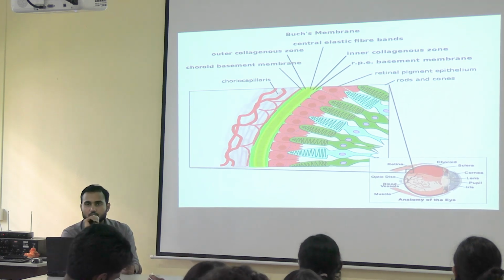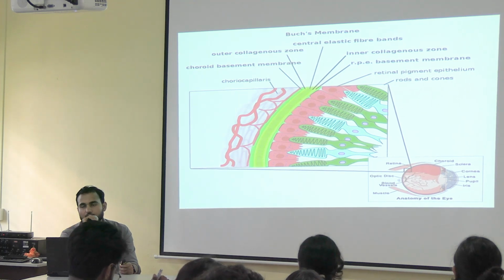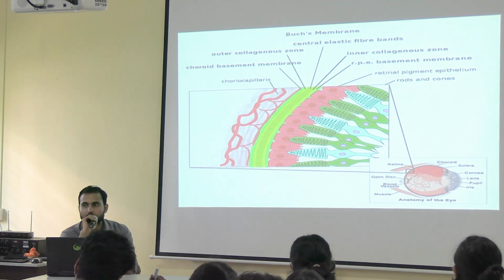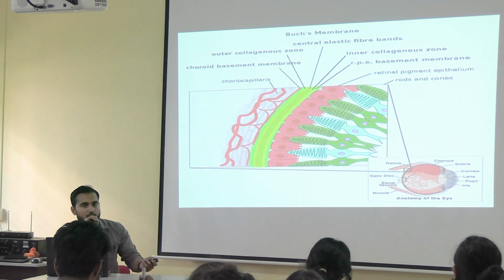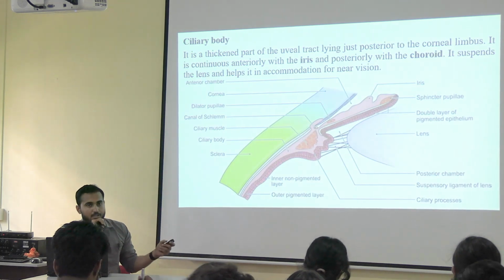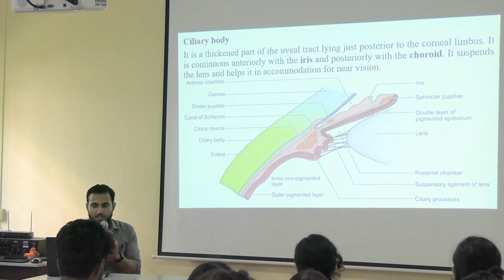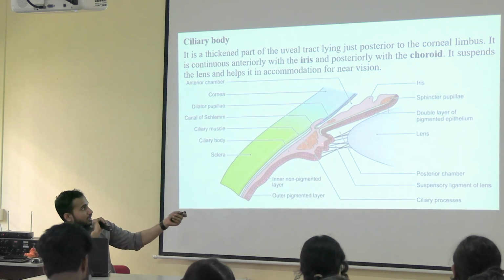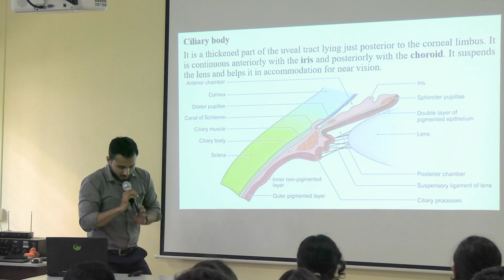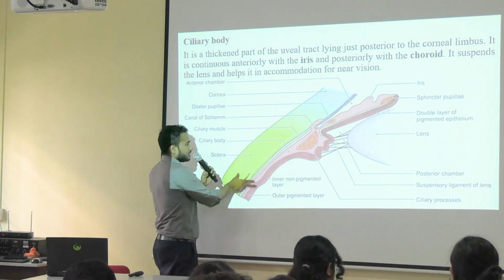So that is all about the choroid, which is the next part in the vascular layer. Choroid, ciliary body, and iris. Okay, so the next structure is the ciliary body. Can you find the ciliary body? Look here, this is the ciliary body. If you concentrate over here, this particular part is done.